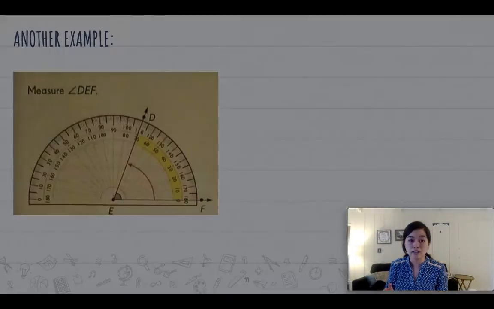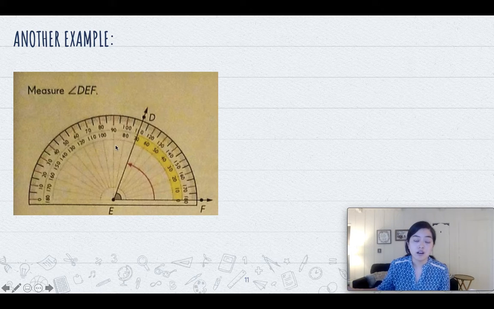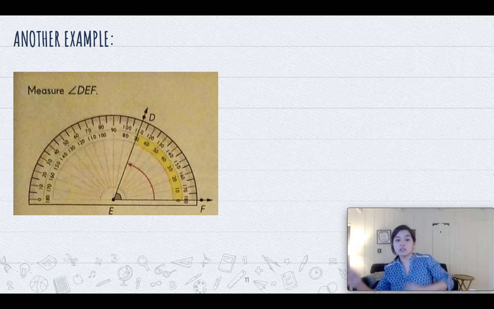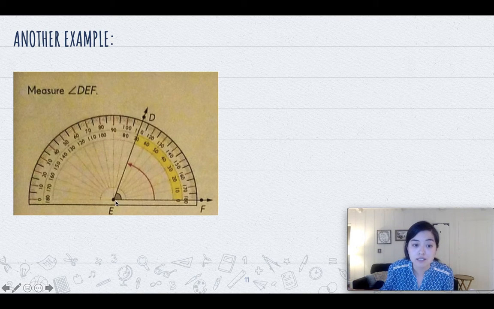All right, here's another example. Now we have angle DEF. Again, where's our vertex? The vertex is E, and notice it's at the center of the protractor. Then we moved the protractor around until one of the rays, in this case EF, hit 0 on this side. So it's horizontal, lying flat. Now I can measure this correctly.